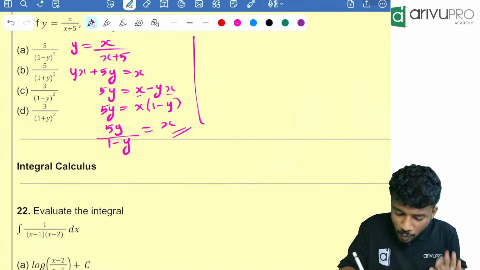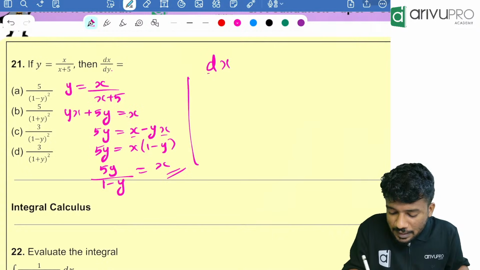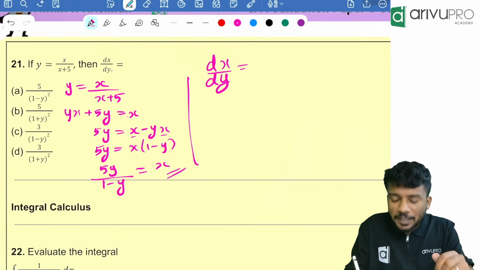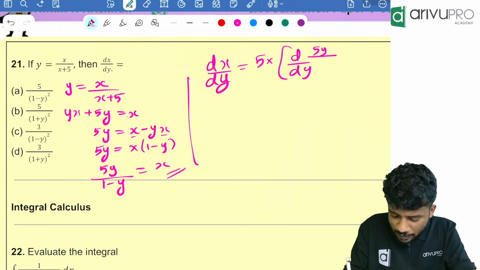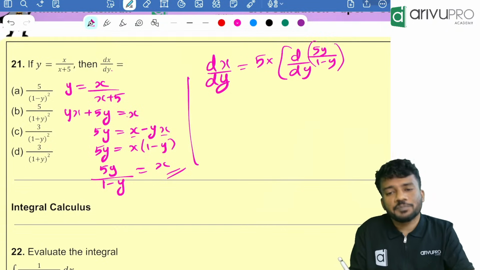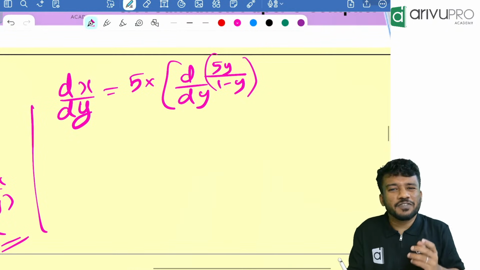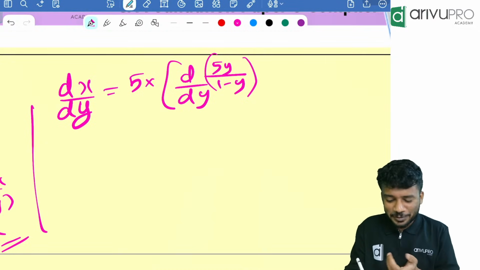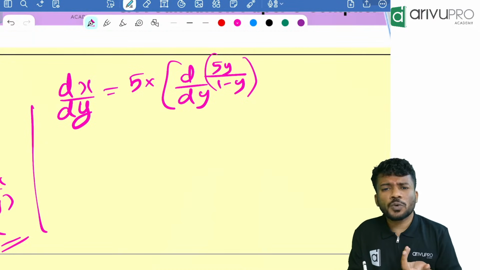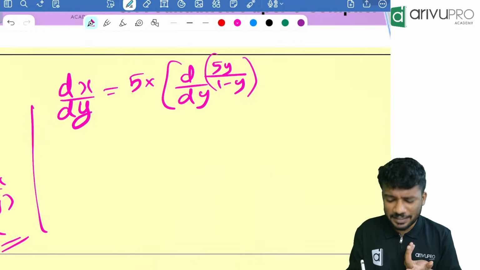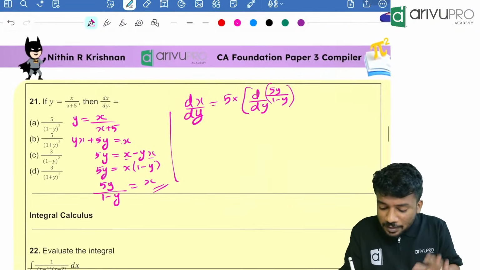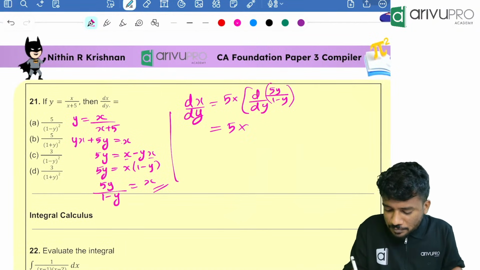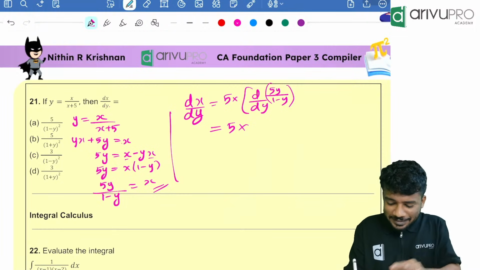Correct? Now can I find the value of dx by dy? dx by dy is nothing but d by dy of 5y divided by 1 minus y. People, can you find the answer of this for me? Instead of x, y is sitting there, so you can take the derivative with respect to y here. Now people, what formula will you use? There is a numerator and there is a denominator.